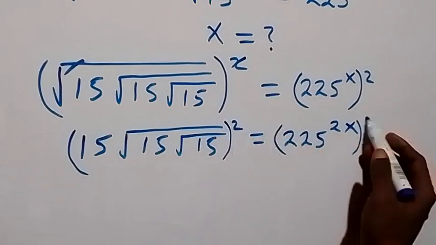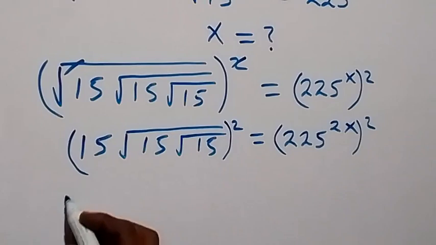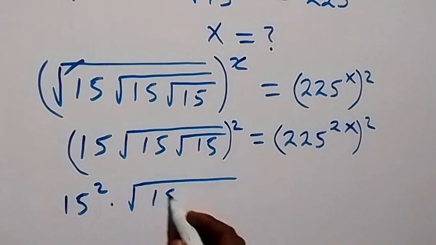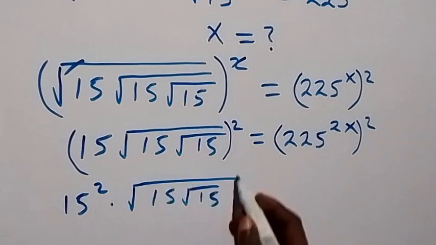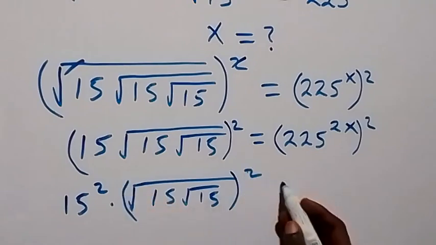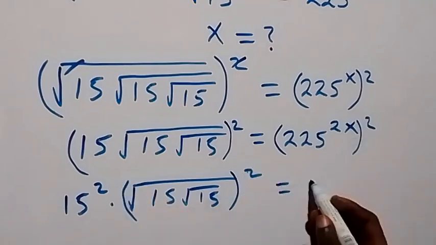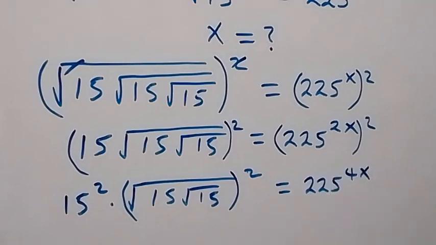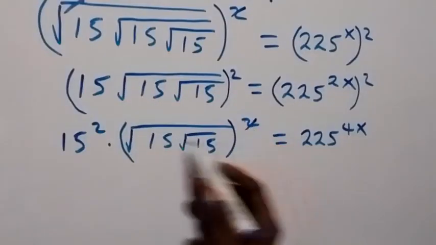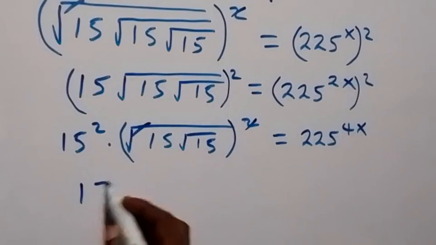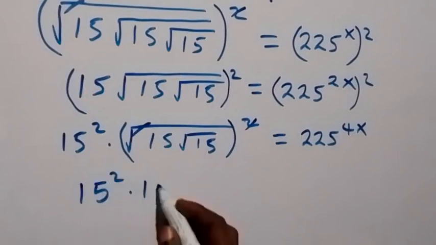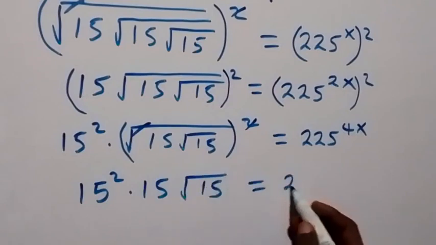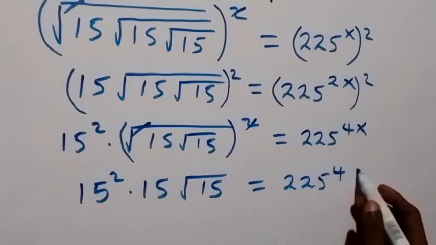Then here, this square will affect 15, that's 15 squared, and we also affect the square root of 15, then root 15 here, then that one also squared, and here we have this power multiply again, that gives us 225 raised to power 4x. Then from here, this square cancels these square roots, and this gives us 15 squared times 15, then root 15 now equals 225 raised to power 4x.